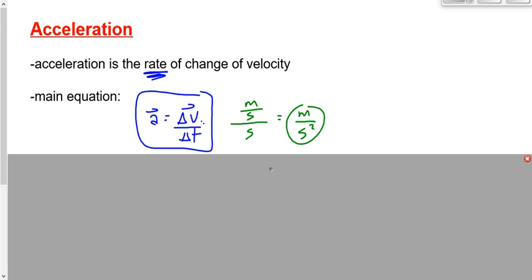Jacob? Why is acceleration a vector? Just wait 1 second here on that, okay? Does that make sense? All right.